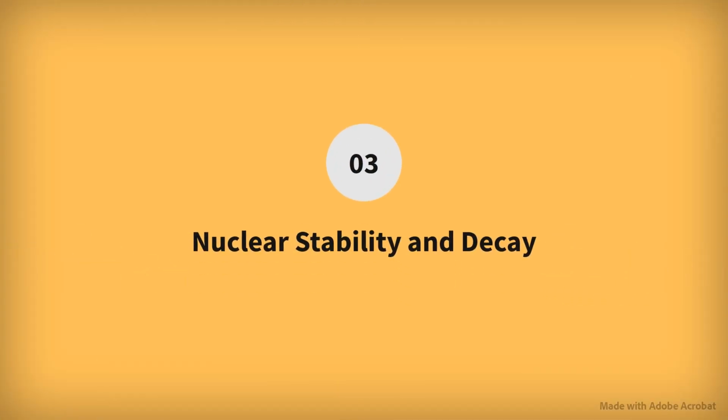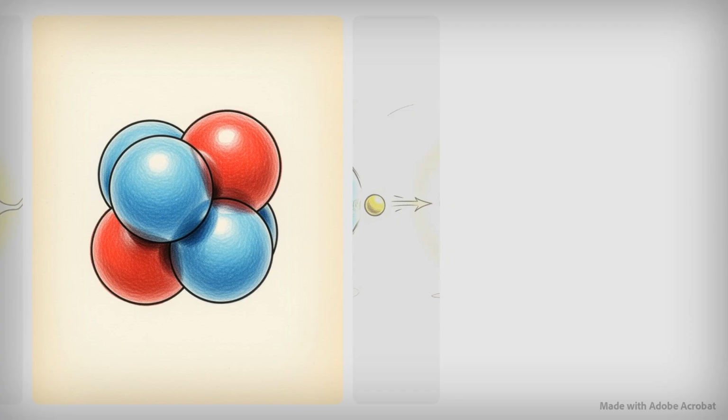Not all nuclei are stable. In this topic, we'll explore the processes that drive nuclear decay, the types of emissions, and the energy released in these transformations. Here's how nuclei change. Different types of radioactive decay transform unstable nuclei into more stable forms, each with unique emissions.